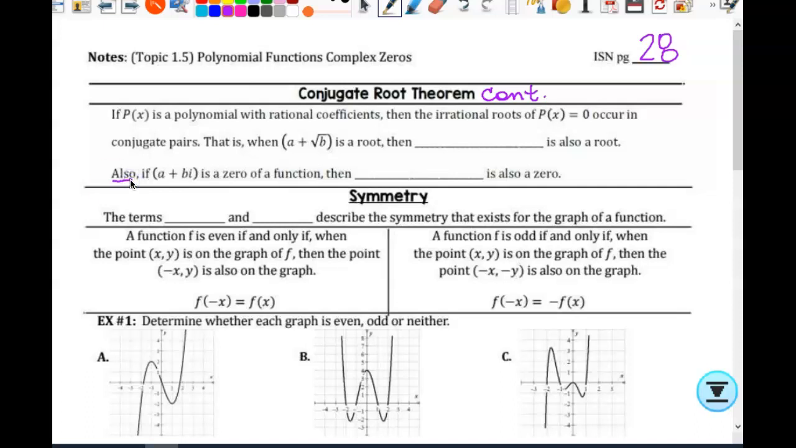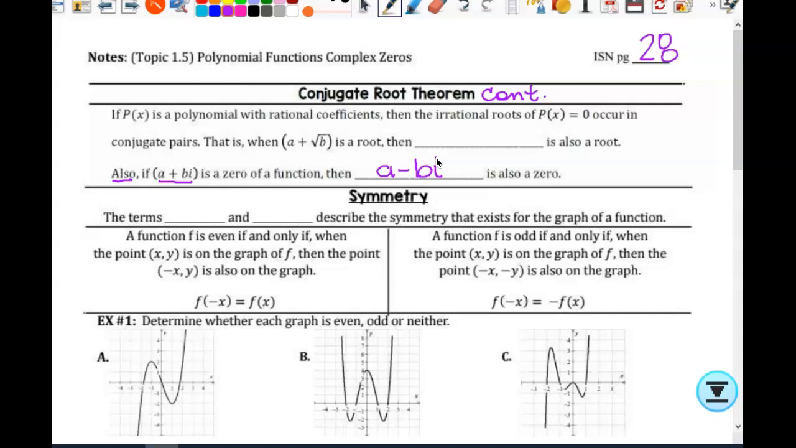We'll get back to the other part. If a plus bi is a zero of the function, then a minus bi is also a zero. So 2 plus 3i, then 2 minus 3i is also one. You don't even have to have the 2 part. If I just have 2i, then negative 2i is also one because they come in pairs. Okay, that makes sense? That works the same way for irrational numbers.